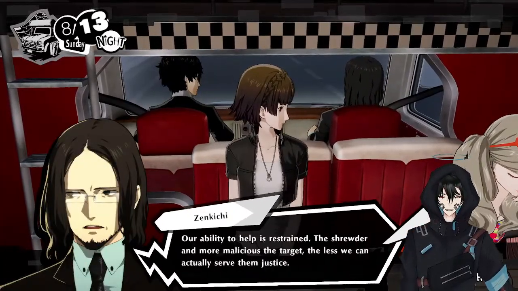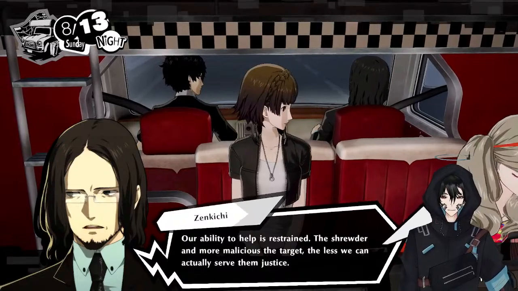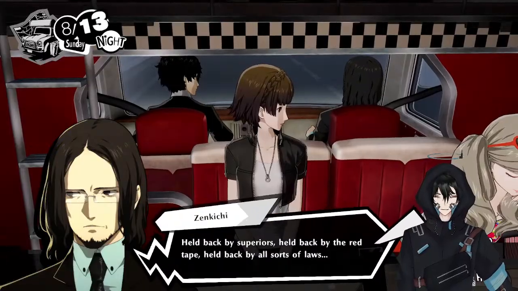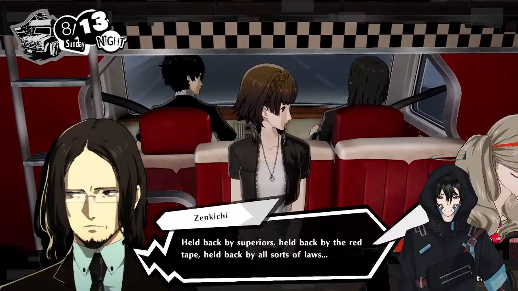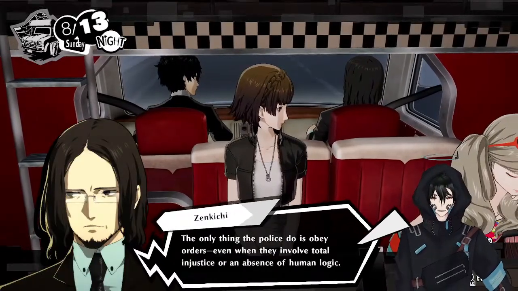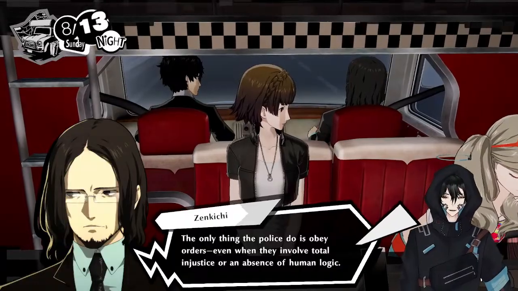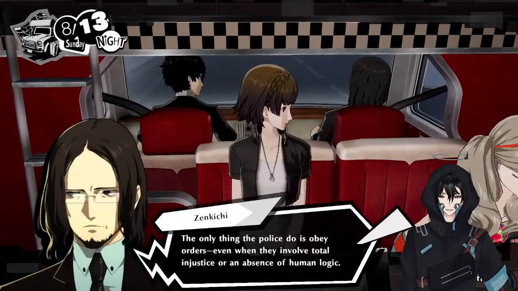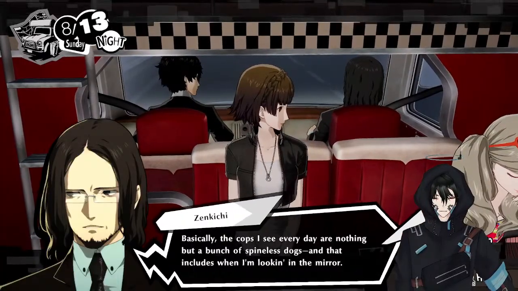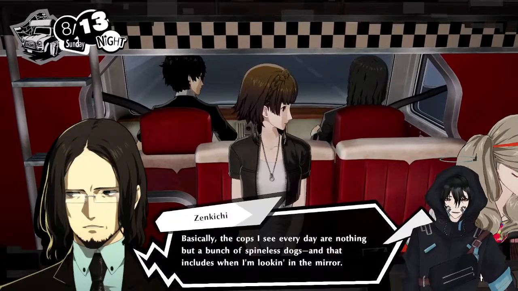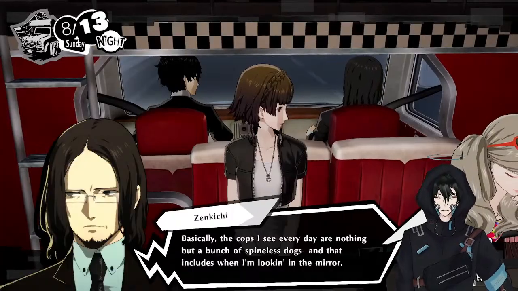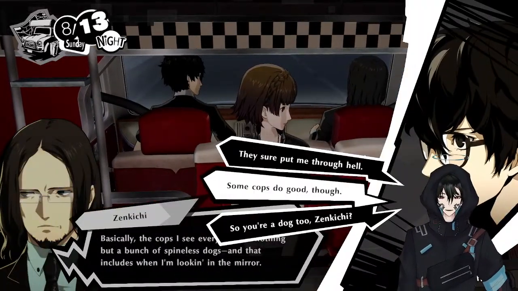If only that were always so. A bit of restraint is required. The shrewder and more malicious the target, the less we can do. Held back by videos, held back by red tape, held back by all sorts of laws. The only thing the police do is obey laws, even when they involve total injustice or an absence of humanity. Basically, the cops I see every day are nothing but a bunch of spineless dogs. Some cops do good though.